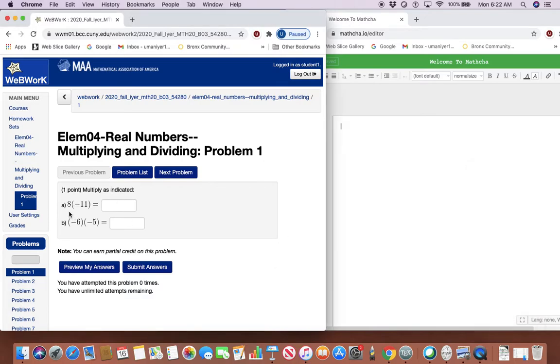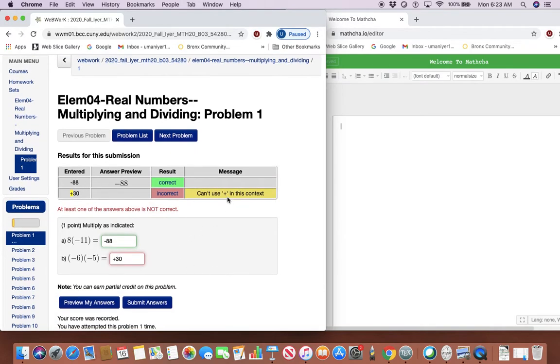Multiply as indicated. Positive times negative is a negative. 8 times 11 is 88. Negative times negative is positive. 6 times 5 is 30. So notice there is nothing in between the two parentheses. That means multiplication. There is nothing between 8 and the parentheses. That is multiplication.